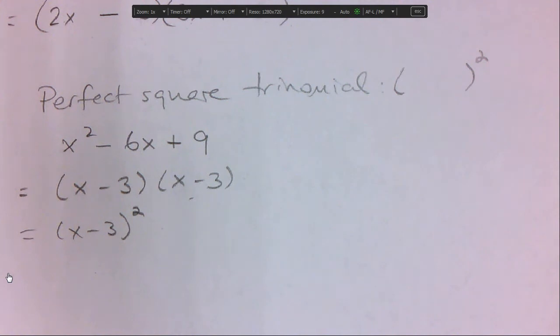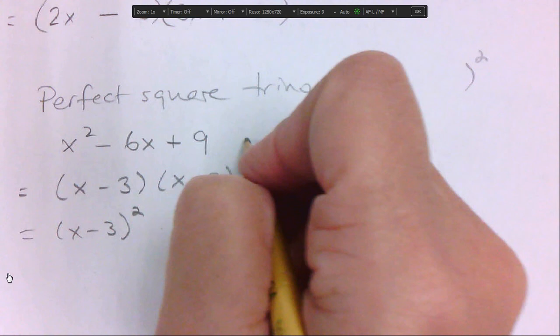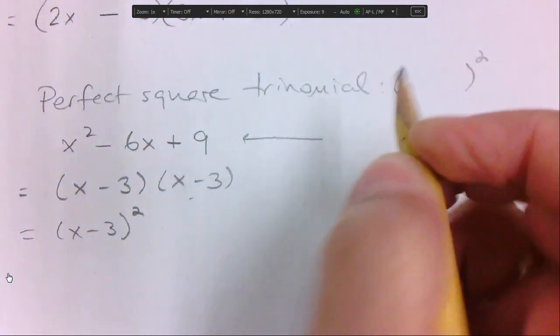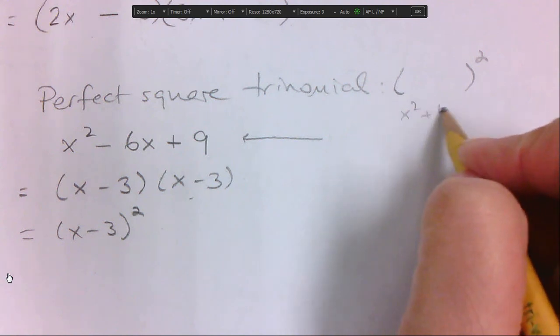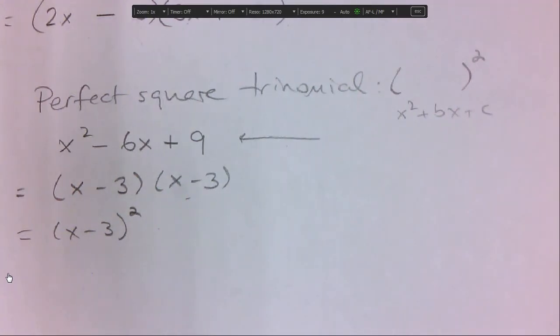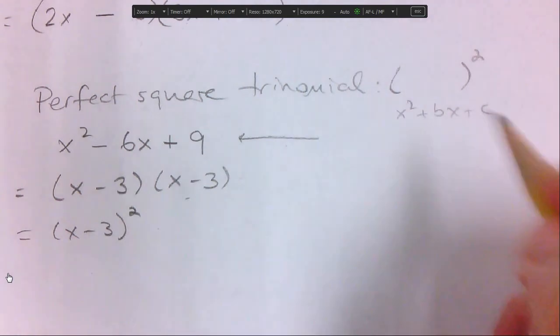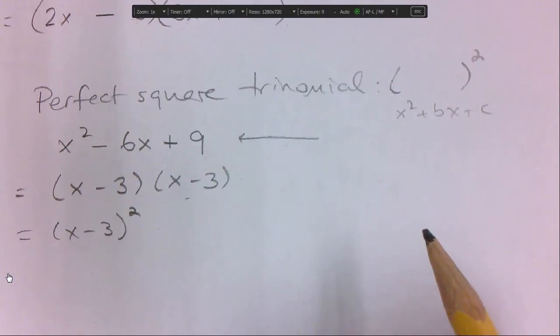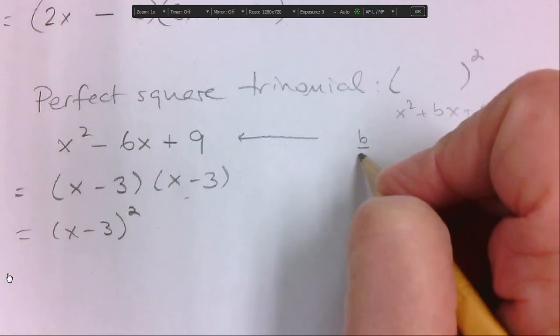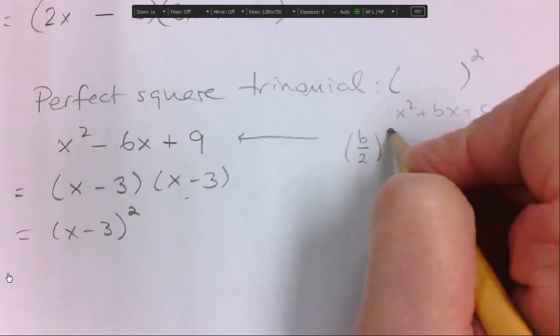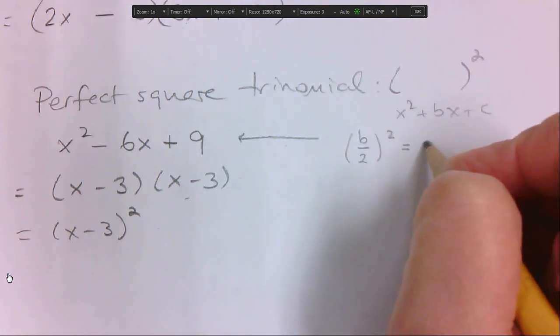How do you recognize a perfect square trinomial? Well, the middle term, so remember it's x squared plus bx plus c, because this one is simple. Okay, you get the last term by taking the middle term, dividing it by 2, and then squaring that answer. That gives you the last term.